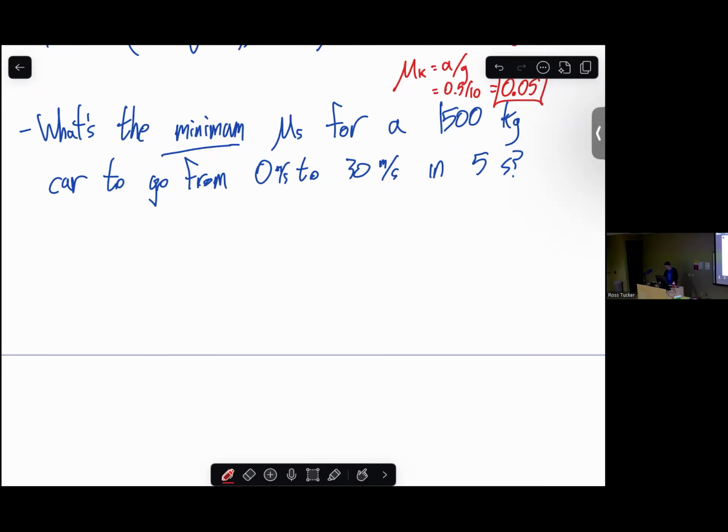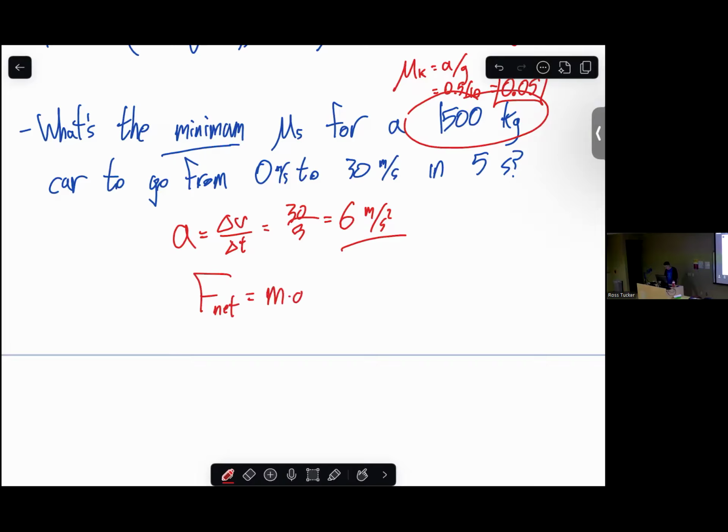I see a 1,500 kilogram car going from 0 to 30 meters per second in 5 seconds. Oh, it itches to say that acceleration is the rate at which velocity changes, which is to say 30 over 5 is 6 meters per second squared. Okay, so if I've got a 6 meter per second squared acceleration and a 1,500 kilogram car, it burns. I want to do Fnet equals ma. 9,000-ish.